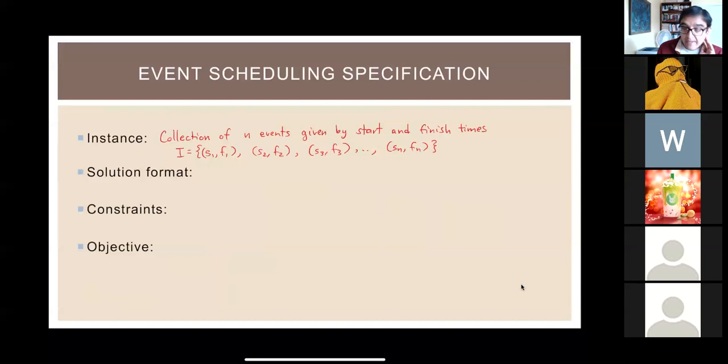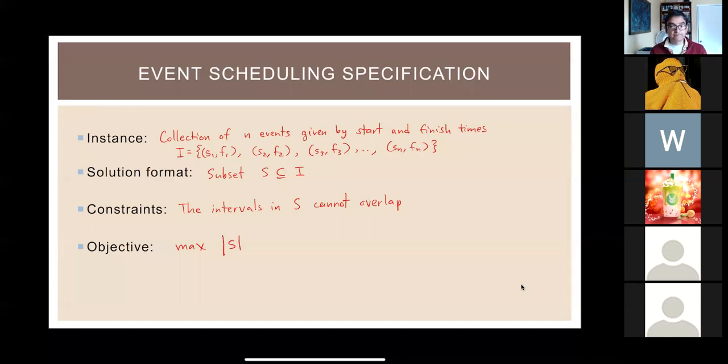Now the solution format is some subset of the events. Okay, and the constraints are that the intervals in S cannot overlap. And what we want to do is to maximize the number of events chosen. Any questions about that part?